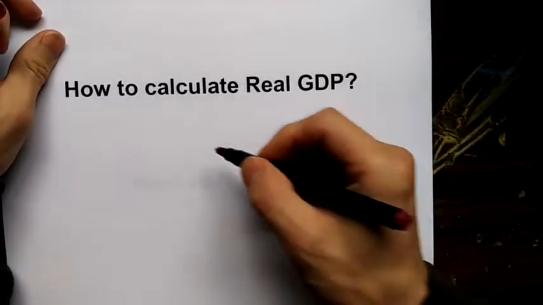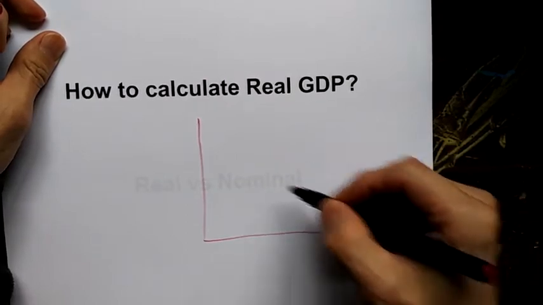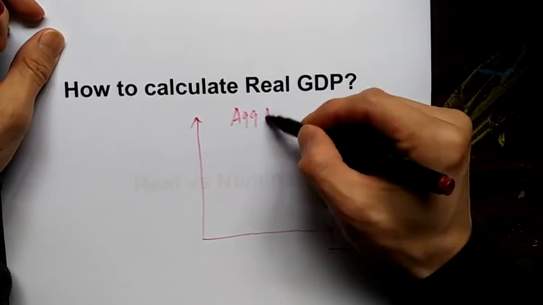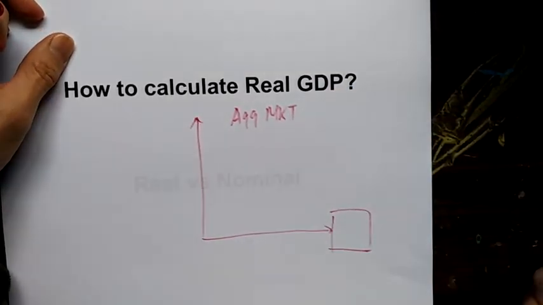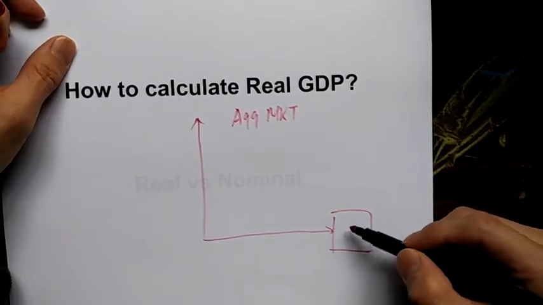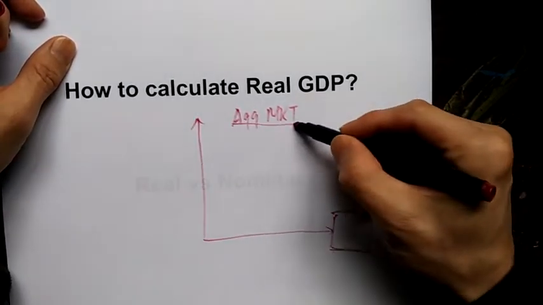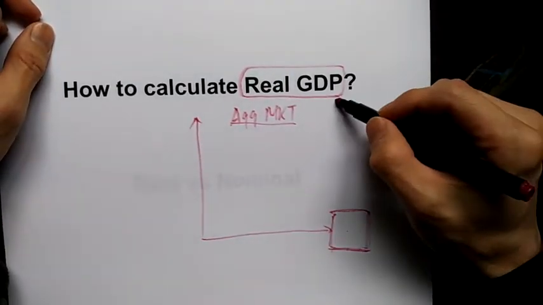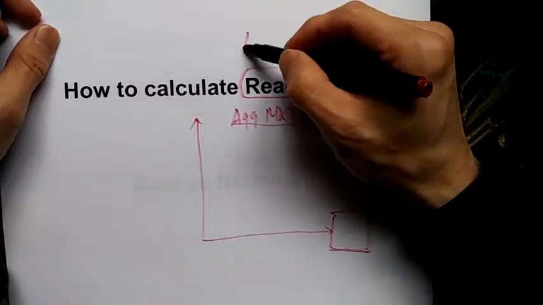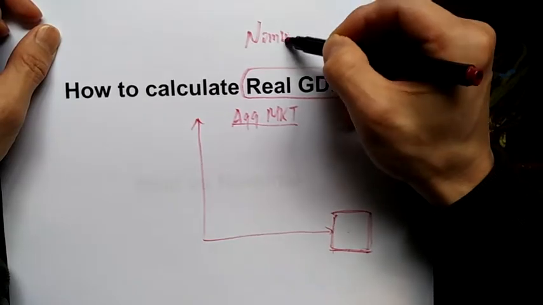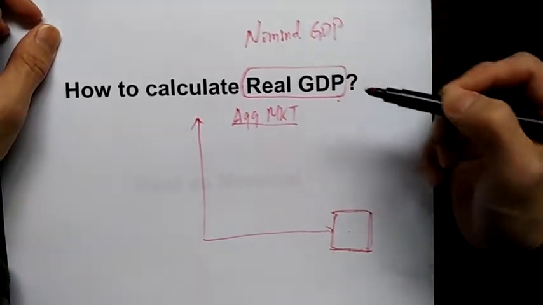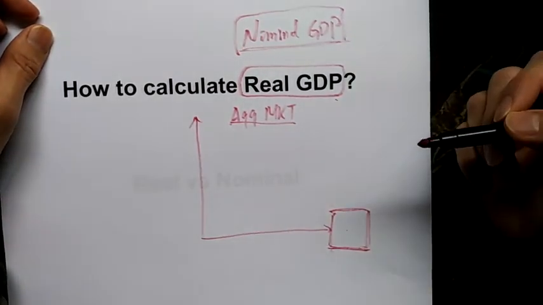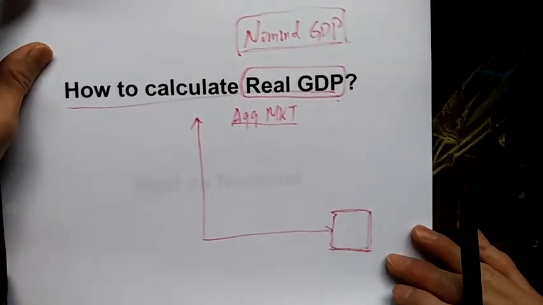Now remember, our goal is to define the variable on the x-axis in the aggregate market. And we want to introduce the most popular measure of the quantity of the aggregate market, which is called real GDP. That's our goal. But so far what we have learned is called nominal GDP, because it's easier to understand the nominal GDP. With the understanding of the nominal GDP, now we can learn how to calculate real GDP.